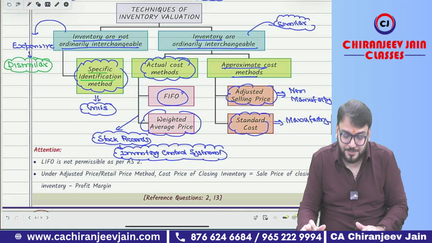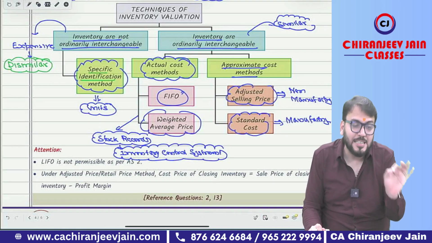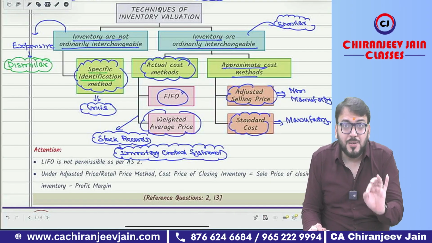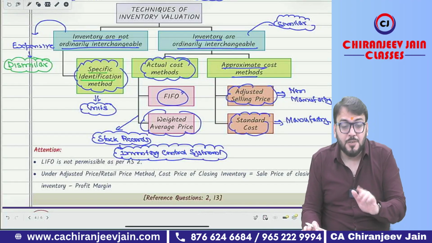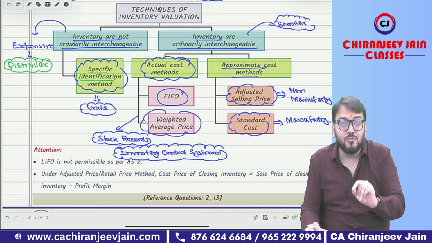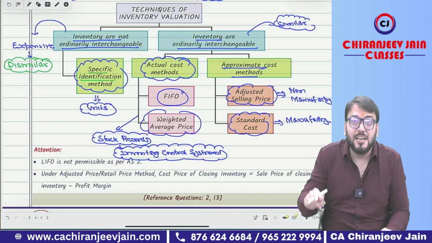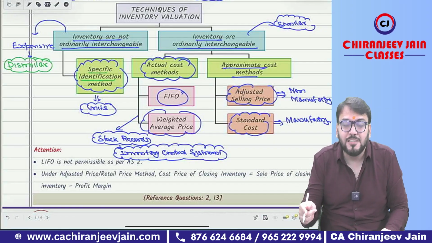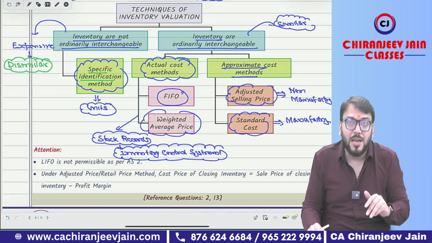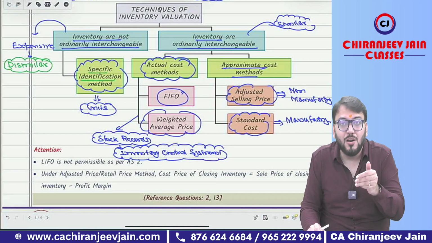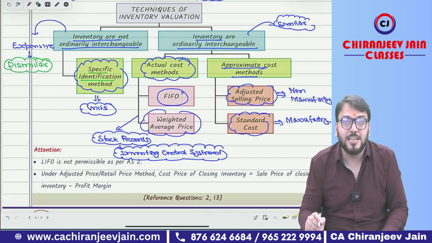So once again, for the purpose of cost formula, first you need to identify whether inventories are interchangeable or not. If inventories are not ordinarily interchangeable, then we apply the specific identification method. If inventories are interchangeable and the actual cost can be determined, we apply first in first out or weighted average price method. But if actual cost cannot be determined, then we calculate approximate cost by applying two techniques for inventory valuation. For manufacturing, we apply standard costing, and for retail or non-manufacturing business, we apply the adjusted selling price method.